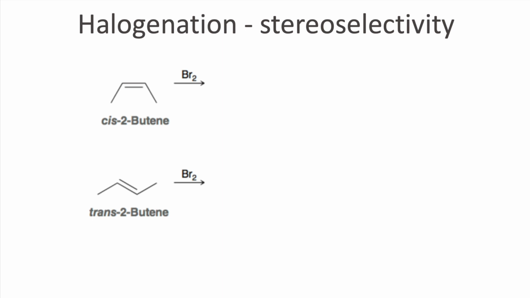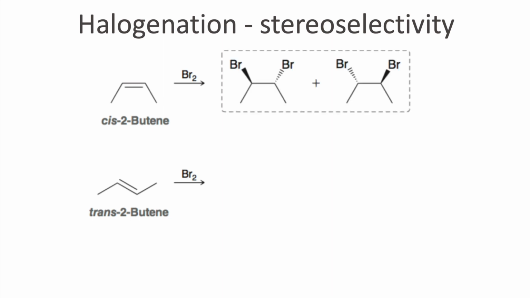So for example, here we have two very similar molecules. In fact, they are stereoisomers. One is cis-2-butene, the other is just the trans version. Now, depending on whether you use the cis or the trans, you will get very different products. For example, if you use the cis-butene, you will get these two enantiomers as your product. And when you use the trans-2-butene as your starting material, you will get this molecule.